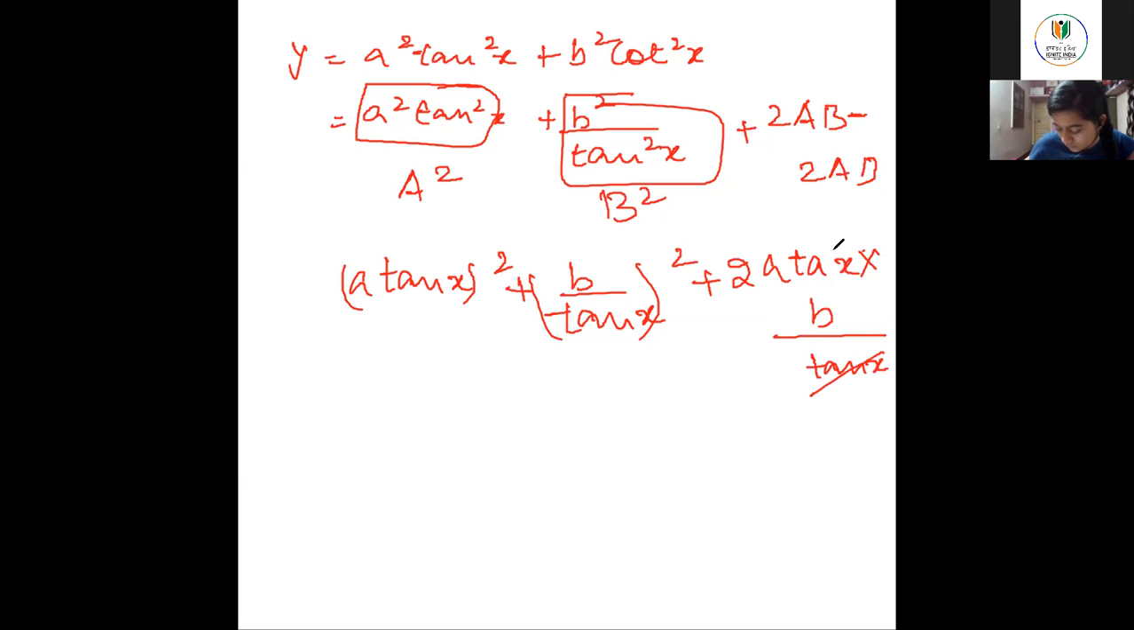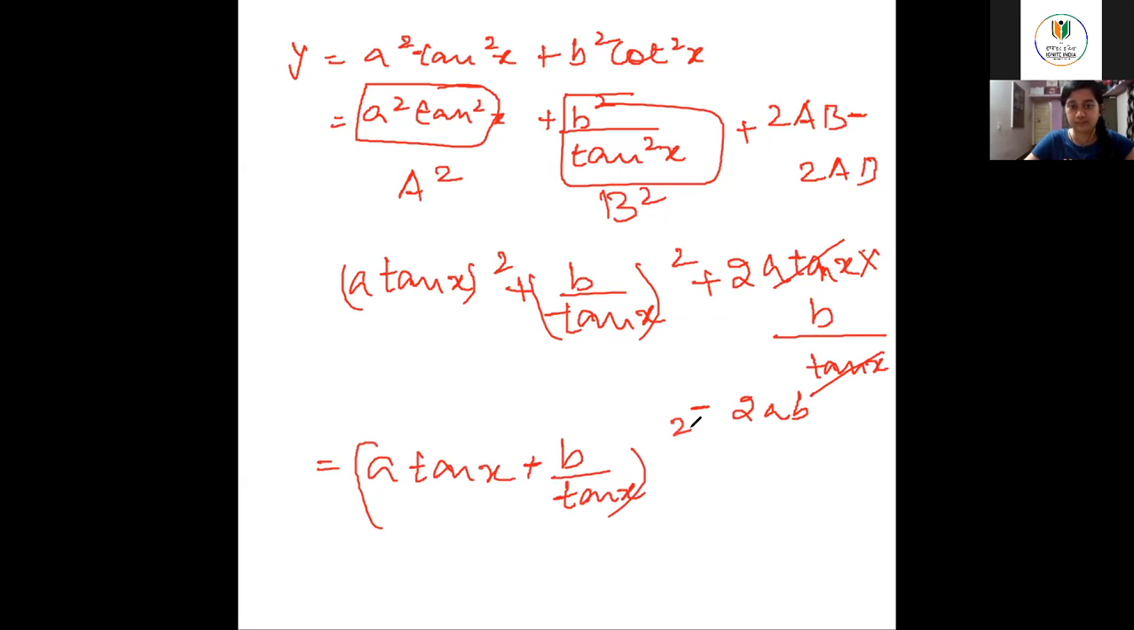So from tan x, I can cancel tan x here. I have 2ab. So similarly, I have minus 2ab here. Okay, so I'll have a function like a tan x minus, so let's take plus 2ab. So I have b by tan x here, whole square and minus 2ab.